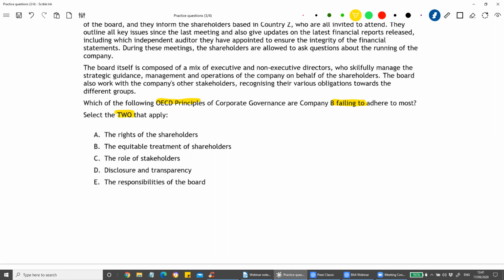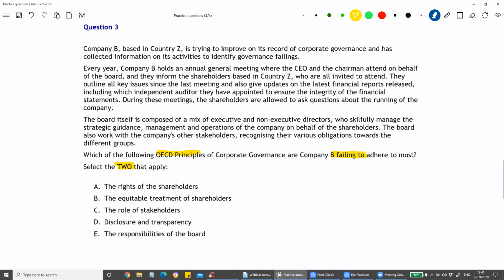Okay. So I'm just going to bring the screen up again so we can go through the scenario nice and smoothly. Okay, let me get my laser pointer up. Company B is based in country Z, and it's trying to improve on its record of corporate governance and has collected information on its activities to identify governance failings. Well, that seems like good news. They're trying to improve their corporate governance record, and they're keeping activities and information on it.